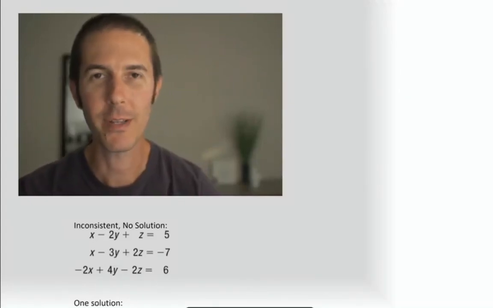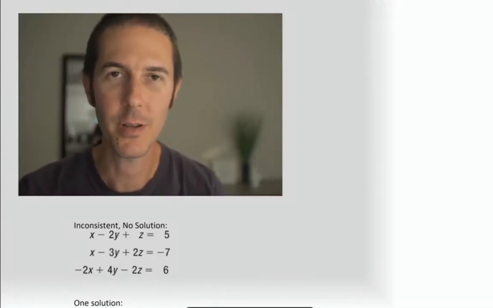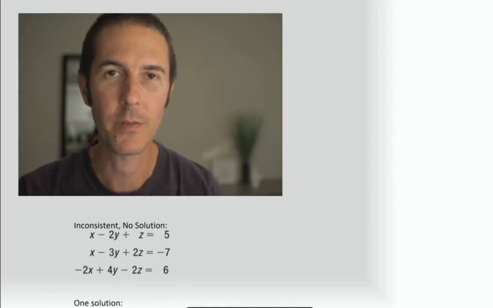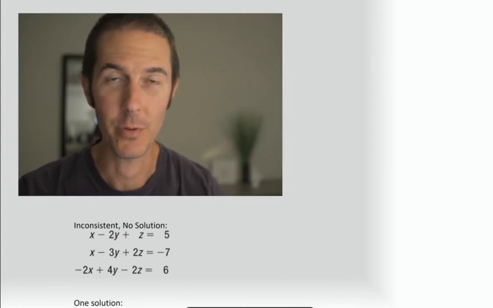And here we are in Intermediate Algebra's last section of Chapter 3. This is 3.6, where we're going to talk about systems of equations in 3 variables.